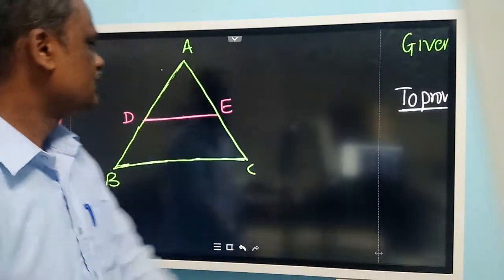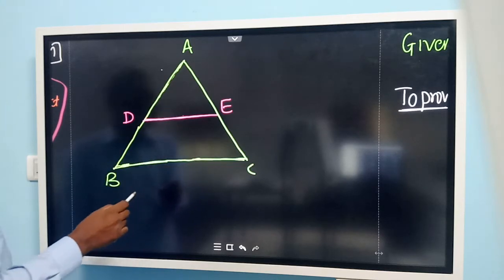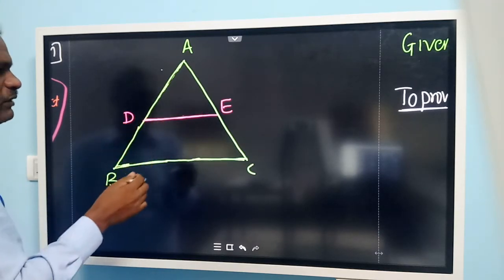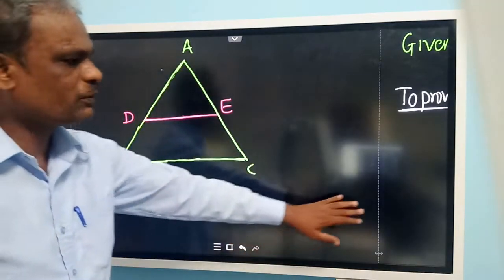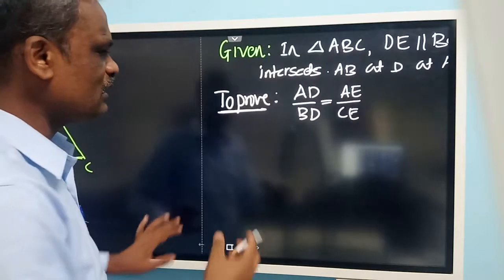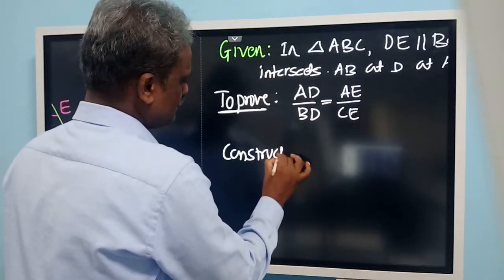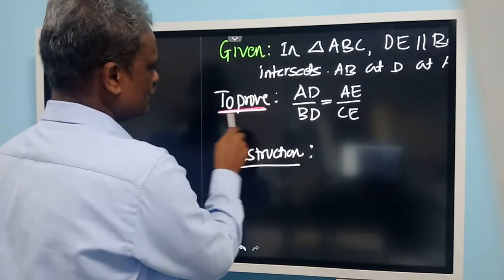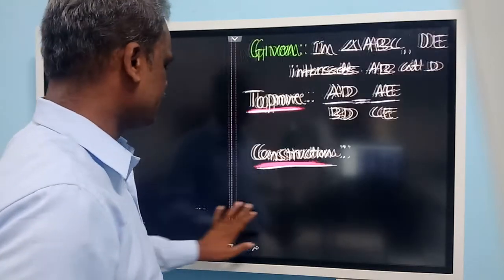So look at this. The given is triangle ABC in which DE is parallel to BC, and we have to prove that AD by BD is equal to AE by CE. Now here we need an additional construction. So what is the construction? Let us see now. To prove this theorem, we need some additional work. So we need to construct something extra. So what is that? You look at this now.